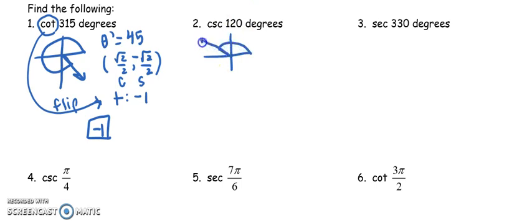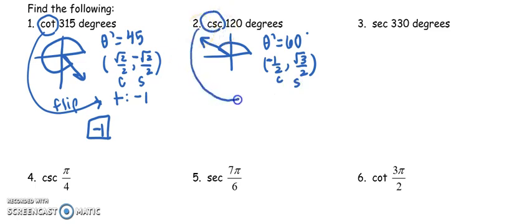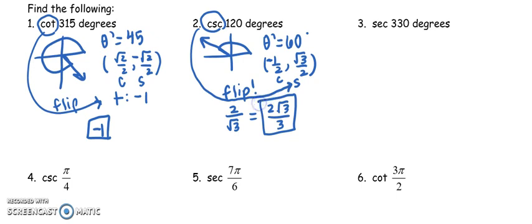Cosecant 120. So 120 lands us here. We have a reference angle of 60. We know at 60 we are at 1 over 2, root 3 over 2. But we went back and we went up, so this is negative and that's positive. Now I'm doing cosecant, so I'm going to flip that right there. If I flip that, we've got 2 over root 3, and when I rationalize, 2 root 3 over 3. Done with the cosecant of that one.